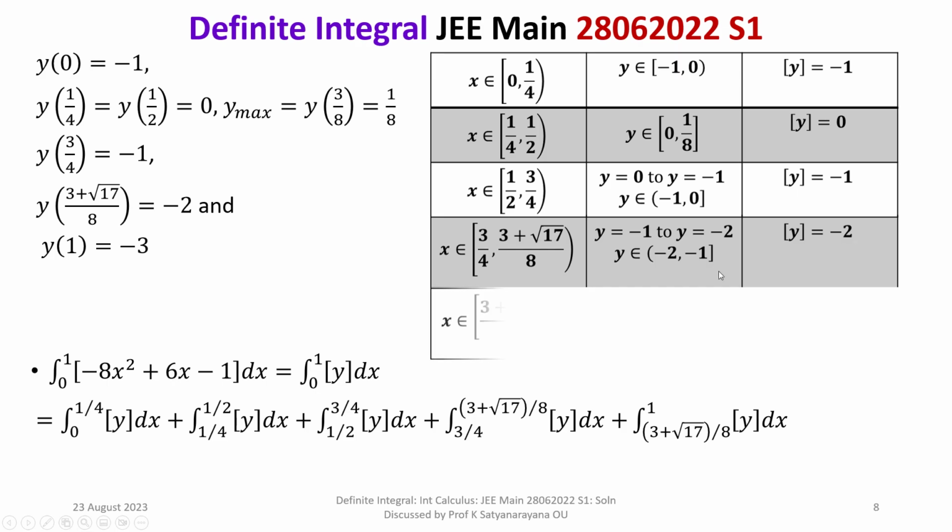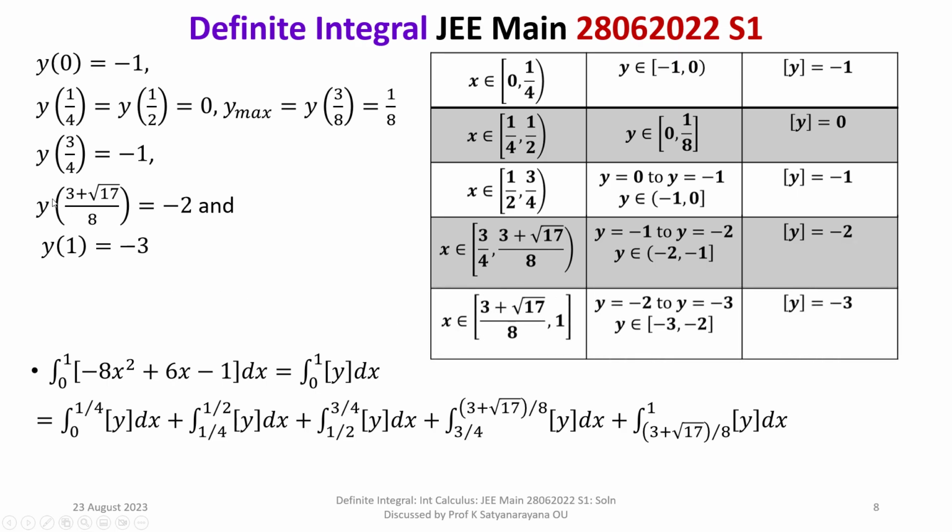Agreed. Finally, x belongs to 3 plus root 17 by 8 to 1. At 3 plus root 17 by 8, it takes the value minus 2. At 1, it takes the value minus 3. It is a decreasing function in this interval. y belongs to minus 3 to minus 2. So what is the greatest integer? That is minus 3. Bracket y is equal to minus 3.